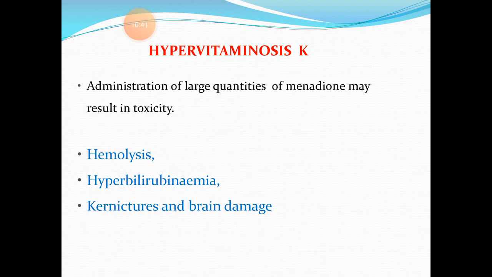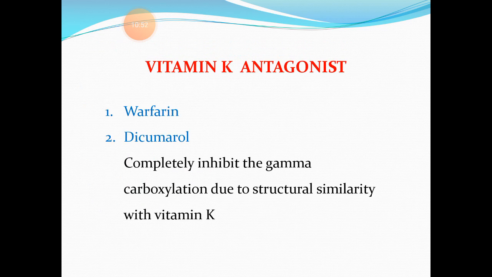Then hypervitaminosis: administration of large quantities may result in toxicity, hemolysis, hyperbilirubinemia, etc. Then vitamin K antagonists, which prevent the functions of vitamin K, are warfarin and dicumarol. They completely inhibit gamma carboxylation due to structural similarity to vitamin K.